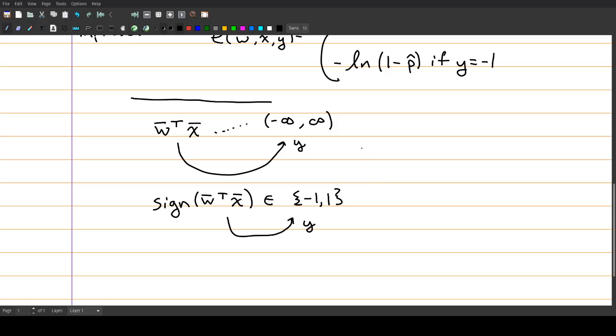So now what we're going to do is wrap the Logit function around w transpose x. So now this is a value in the range 0, 1. And we're not going to interpret this as y, we're going to interpret this as the probability that y is equal to plus 1 given x.